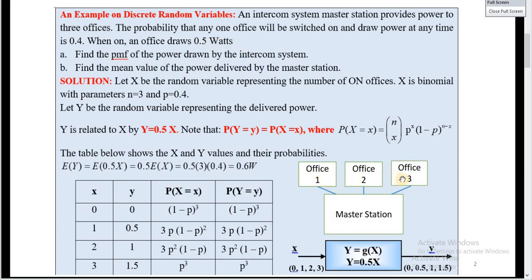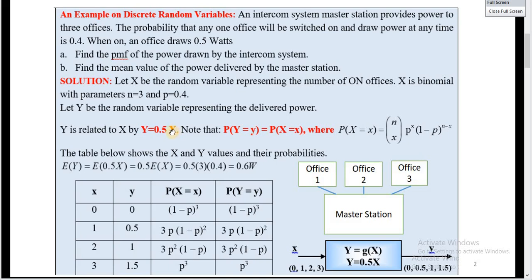So if none of the offices are switched on, then the power drawn by the master station is 0. If one of these offices is on, then the power drawn is 0.5 watt. If 2 are switched on, then the power is 1 watt. And if all of them are switched on, then the power is 1.5. So the relationship between the input and output is like this: y equal 0.5x.